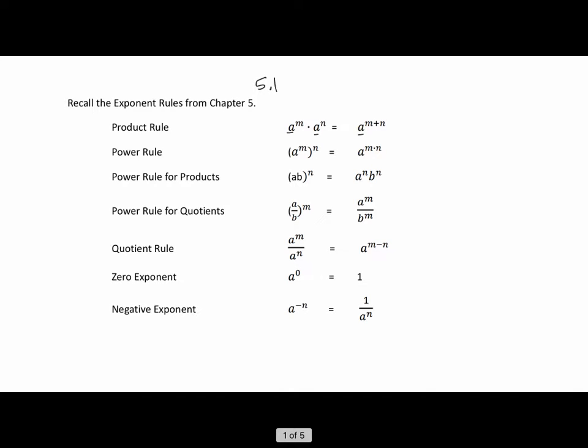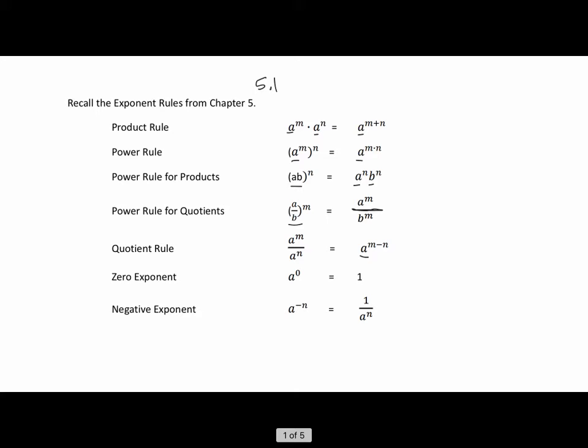The power rule: if you raise the base a to a power to another power, then that base a stays and you multiply the powers. The power of a product: if you have a product raised to a power, then each factor of the product gets that power. If you have a quotient raised to a power, then each part of the quotient gets that power. The quotient rule: if you divide the same base, you keep that base and subtract the exponents.